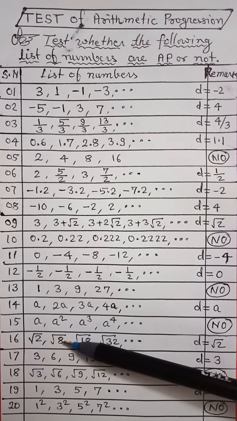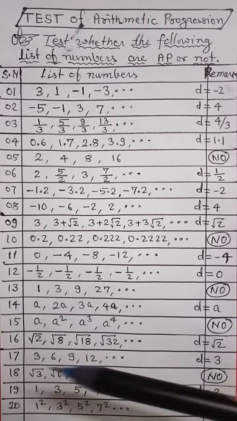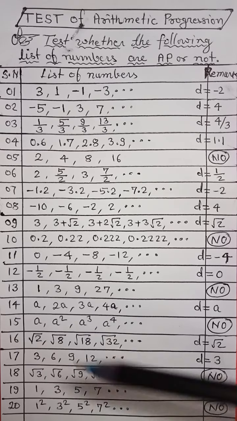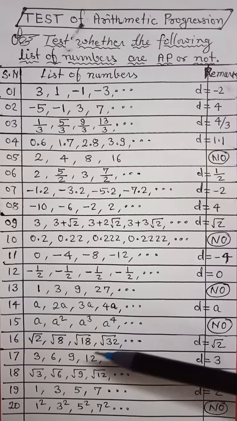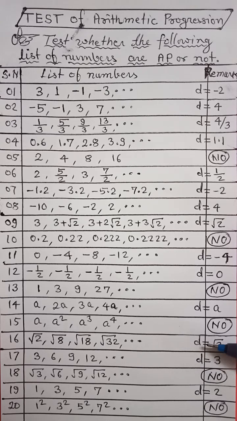Now you can see here this is root 2. Root 8 can be written as 4 multiplied by 2, that is 2 root 2. 2 root 2 minus root 2 is root 2. Now this can be written as 9 multiplied by 2, and therefore 3 root 2. 3 root 2 minus 2 root 2 is again root 2. Now here this is 16 multiplied by 2, that is 4 root 2. 4 root 2 minus 3 root 2 is root 2. Therefore here we find a common difference, and that common difference is root 2, and therefore this is an example of a sequence which is an arithmetic progression.